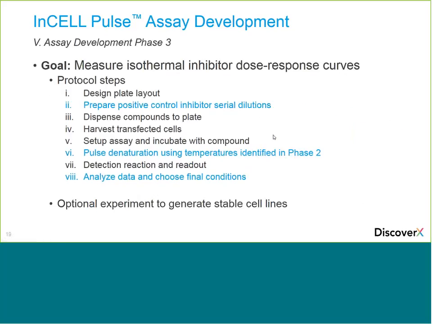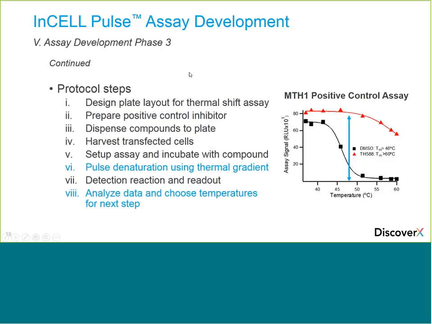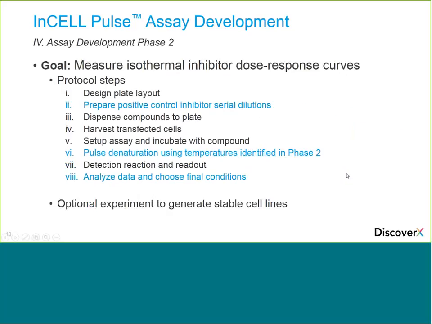So phase 3 assay development is much like the experiments you will actually do once the assay is developed. And these are to measure inhibitor dose response curves at a single temperature. So you're back here and you say, okay, 47 to 50 degrees look like they'd give a good assay window. So let's do dose response curves at those temperatures. In this case, you would prepare positive control inhibitor, but instead of having it at a single concentration, you would actually make a serial dilution so that you can do a dose response curve.